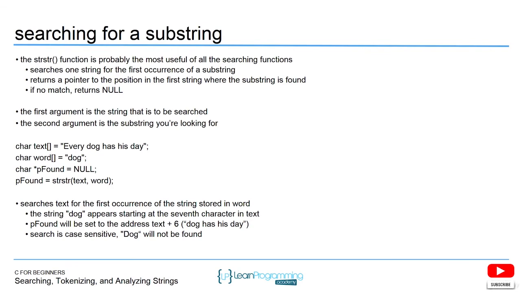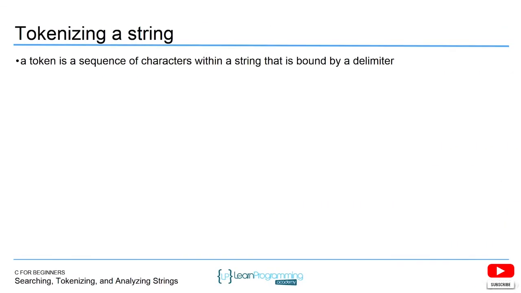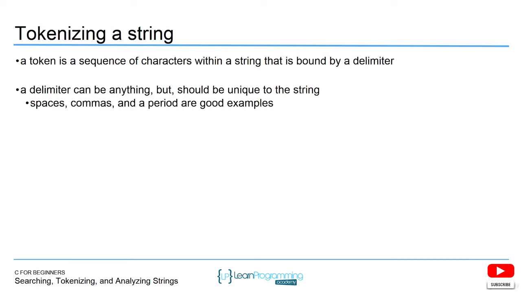All right, I hope this makes sense. Tokenizing a string. A token is a sequence of characters within a string that is bound by a delimiter. We know this. A delimiter can be anything, but it should be something unique to that string. Don't have a delimiter as A, because now it's going to find something valid in a word in that string. Make it something unique, like a space or a comma. This, again, is used as a boundary for usually words in a single string. So it breaks a sentence into words.